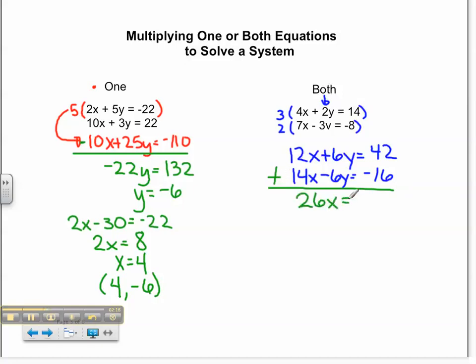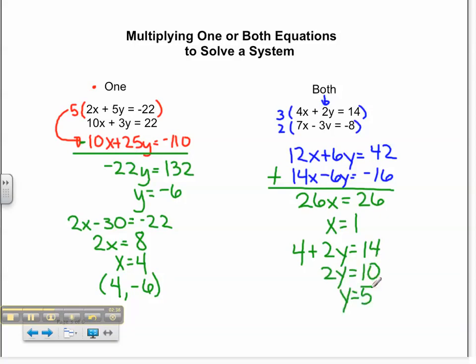26x is equal to 26. I find out that x equals 1. That was a great, easy problem. I'm now going to plug that into my first one. So 4 times 1 is 4, plus 2y equals 14. When I subtract 4 from both sides, I find out that 2y equals 10, and y is equal to 5. Therefore, the solution to my system is 1, 5.